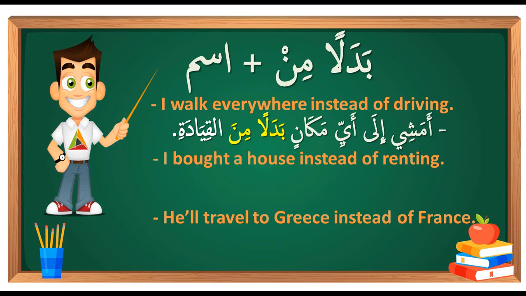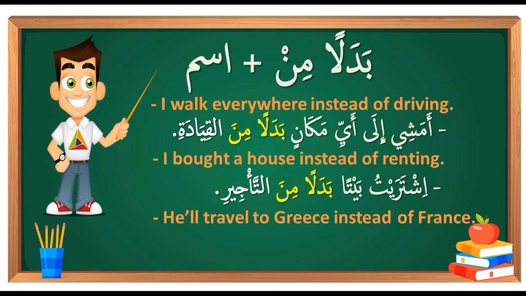Okay. بدلا من القيادة. I bought a house instead of renting. So first اشتريت بيتا. I bought a house instead of renting بدلا من التأجير. اشتريت بيتا بدلا من التأجير. التأجير means renting.